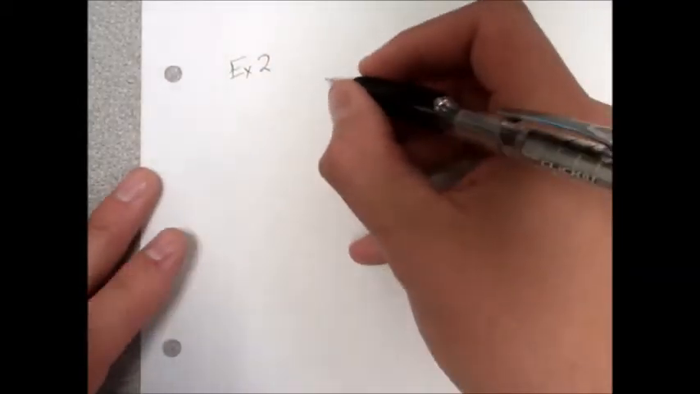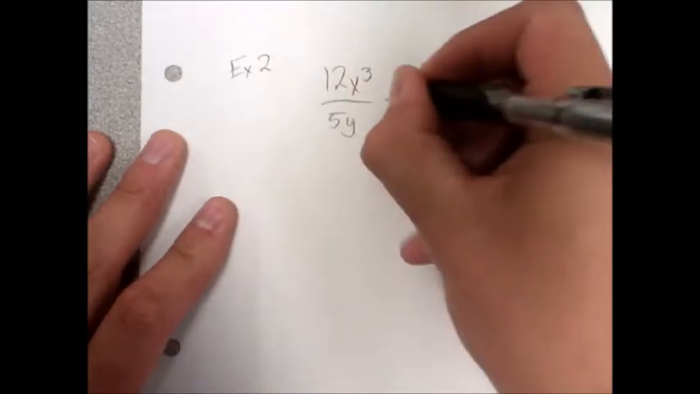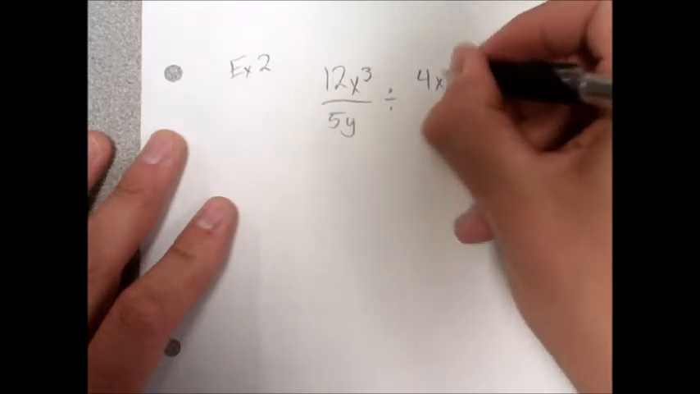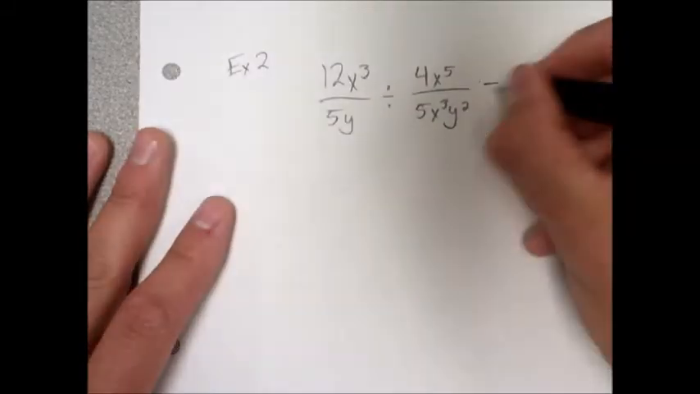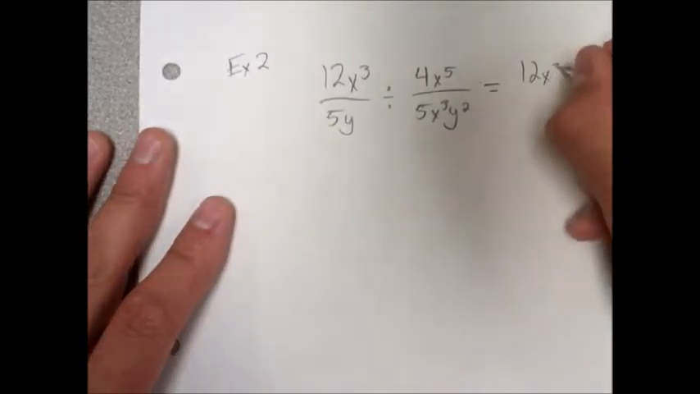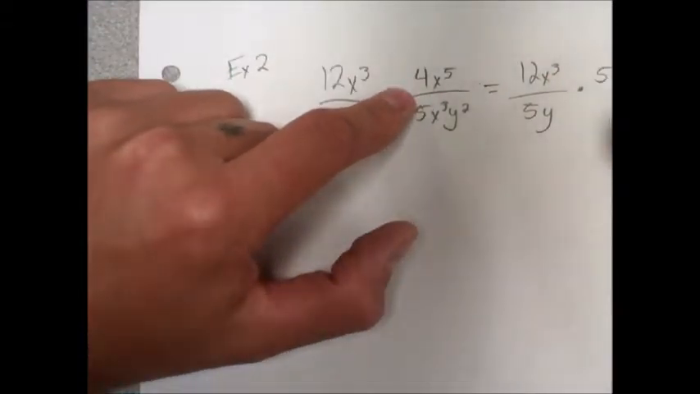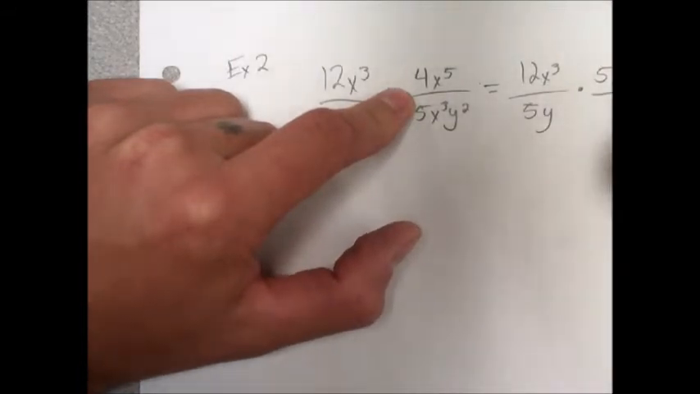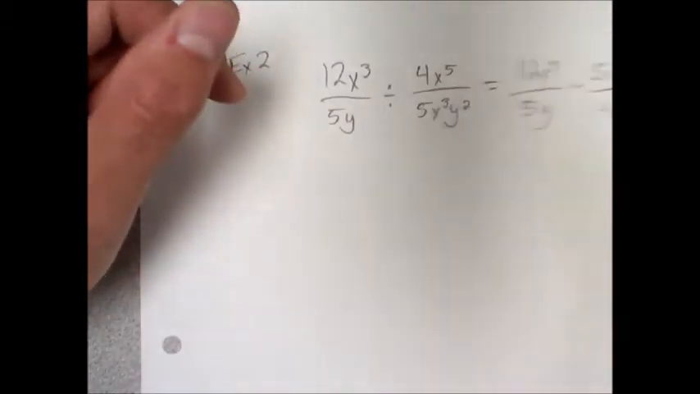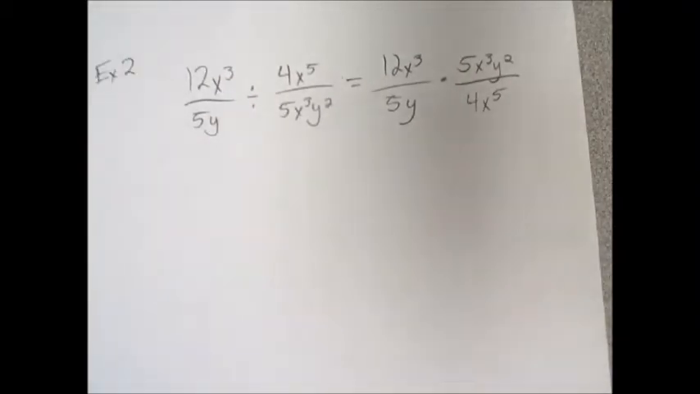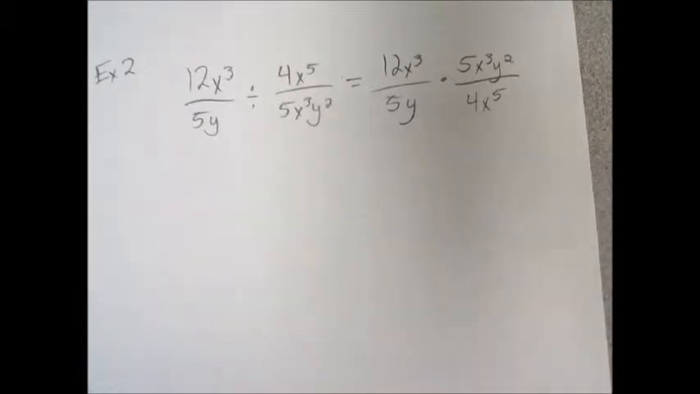So if I have numbers like 12x to the third over 5y divided by 4x to the fifth over 5x to the third y squared, I still have to multiply by its reciprocal. So the first part stays the same, and then I multiply by this fraction's reciprocal. So the 5x to the third y squared goes up top, and the 4x to the fifth goes on bottom. Okay. Now, when I told you earlier that we were going to start to see how we can cancel some stuff out without multiplying it first, this is where we're doing that.